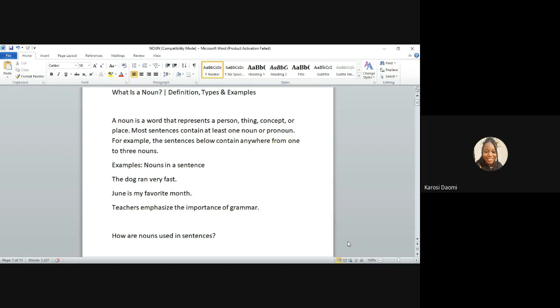So these are the sentences. You have the dog ran very fast. In this particular sentence, the noun here is dog. The dog ran very fast. And here, dog is the name of a particular animal. It's a word that is used to name a type of animal.